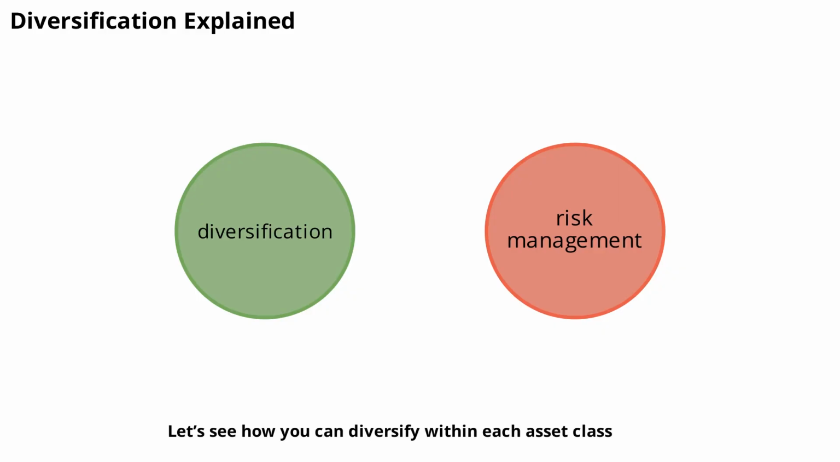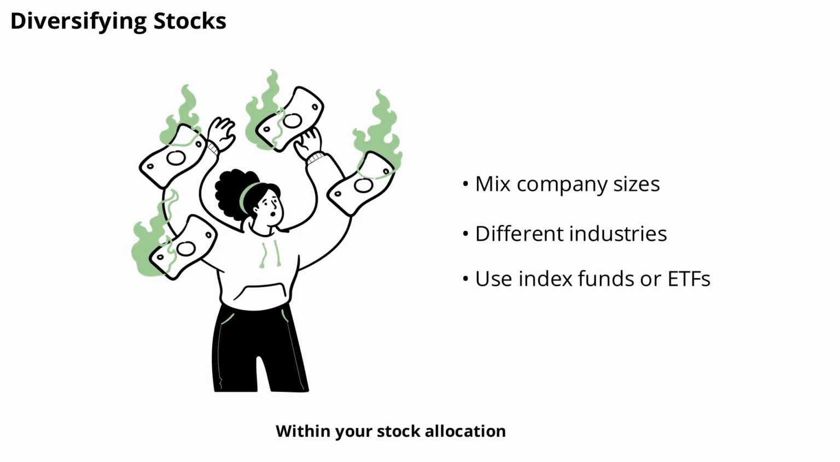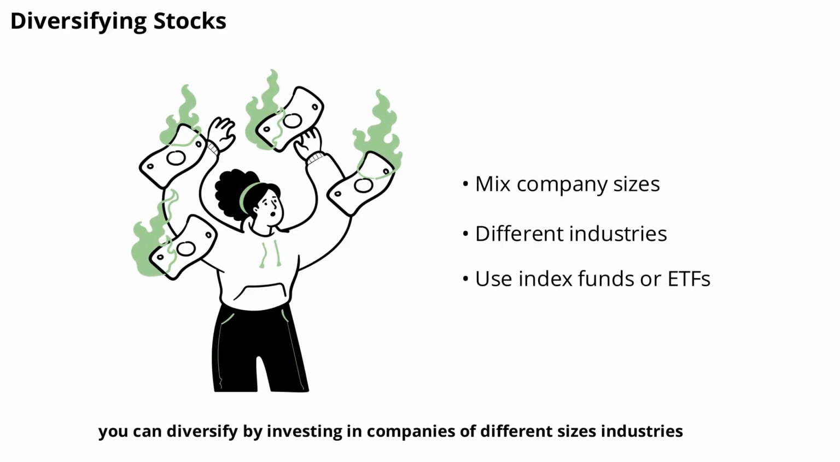Let's see how you can diversify within each asset class. Within your stock allocation, you can diversify by investing in companies of different sizes, industries, and regions. For example, you might own shares in large companies, small startups, and international firms. This way, if one area struggles, others might do well. Many beginners use index funds or exchange-traded funds (ETFs) to easily achieve that kind of diversification. These funds hold a wide range of stocks, making it simple to spread your risk.